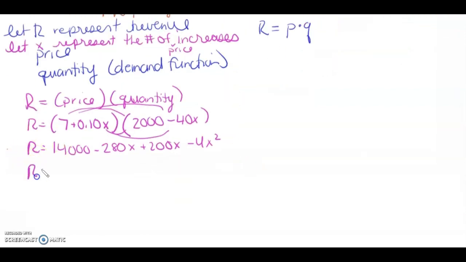I don't like when this formula is not in standard form, so I'm going to collect like terms. I'm going to move the negative 4x squared to the front, and then negative 280x plus 200x gives negative 80x, and then plus 14,000.